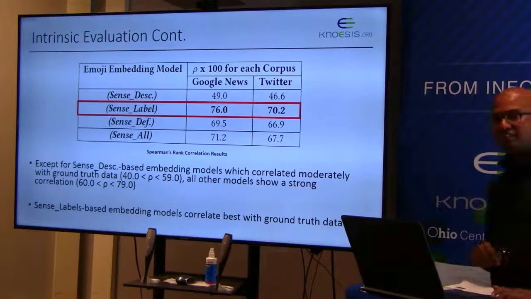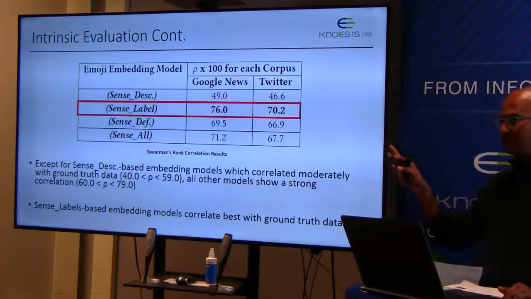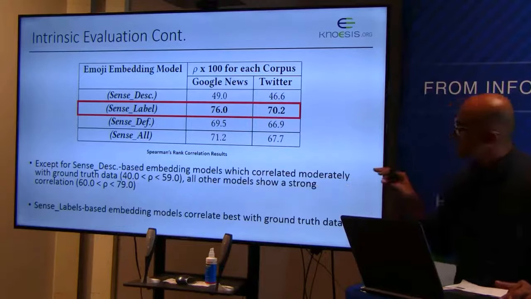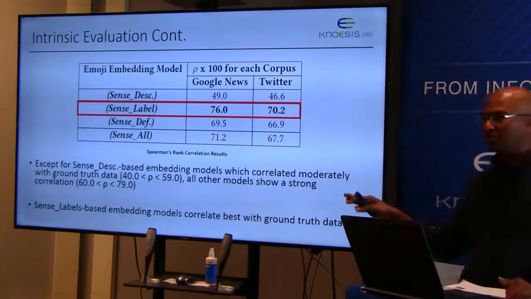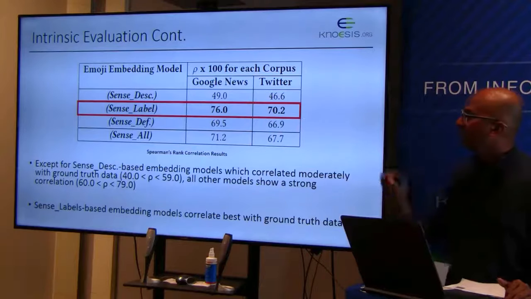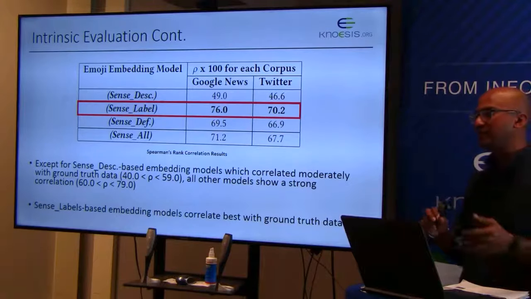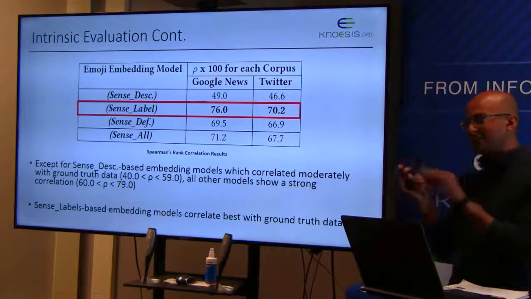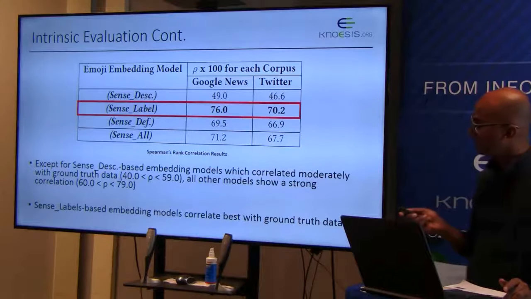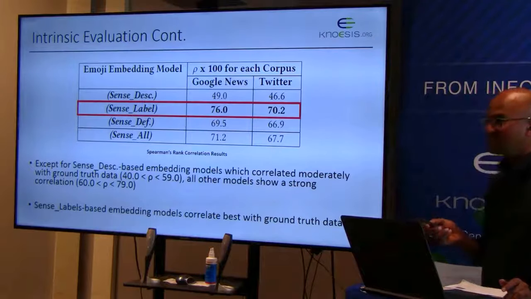So there we noticed that sense label based embeddings performed best, and most of these embeddings had a strong correlation with the ground truth data. And we noticed that this performed best because they were crisp words that clearly contributed to the meaning of the emoji. So this is most fine grained, right? Yes.